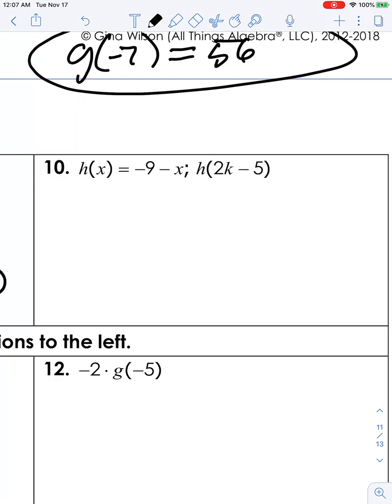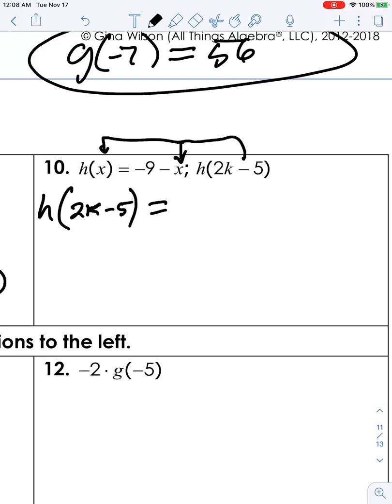It wants to know, what's the answer when you plug in 2k minus 5 for x? Here, I'm going to show that you're plugging in 2k minus 5 for x. And then on the right side, I'm actually going to do it. I'm going to plug in 2k minus 5 for x, like so.